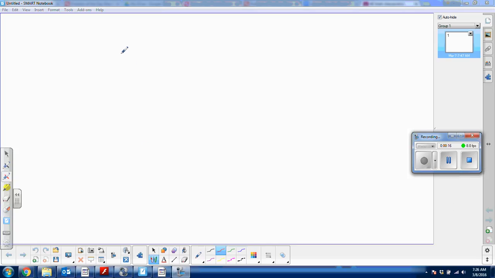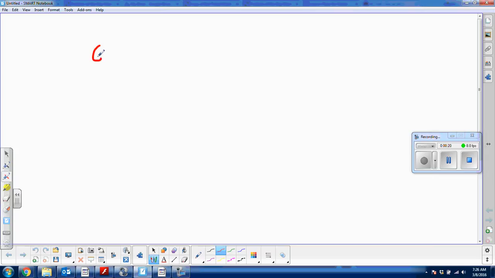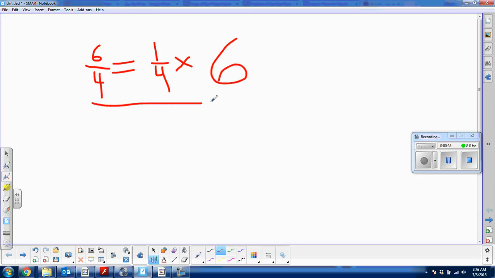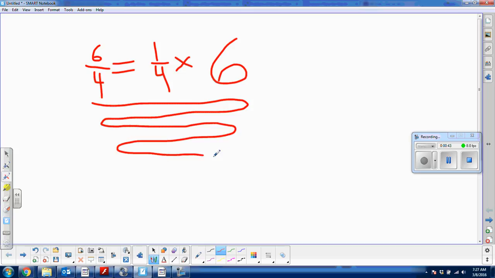If you remember yesterday, I had you take a look at a problem like this. 6/4 equals, and I told you I wanted you to look at the unit fraction, which in this case would be 1/4. And I said, well, you have to multiply it 6 times to get your answer, and that's what we worked on yesterday. That should be very familiar to us. Now, what we're going to do today is kind of do that, but we're going to go ahead and do it backwards.